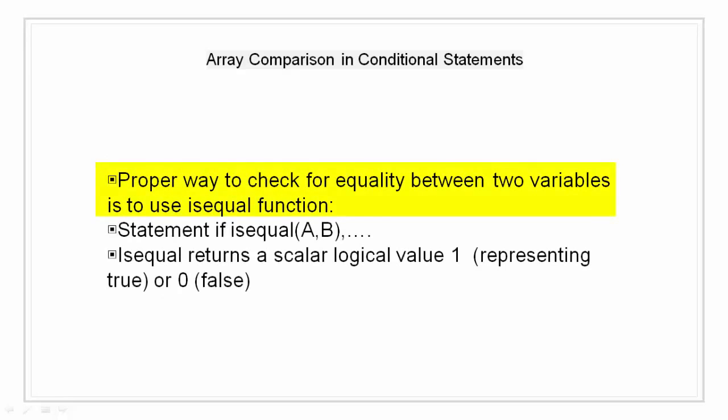So what is the proper way to check equality between two variables in MATLAB? The proper way to check for equality is to use the isequal function. isequal is the recommended function to check equality between any two variables in MATLAB, whether scalars or matrices. The isequal function returns a scalar logical value, 1 or 0. 1 represents true and 0 represents false.